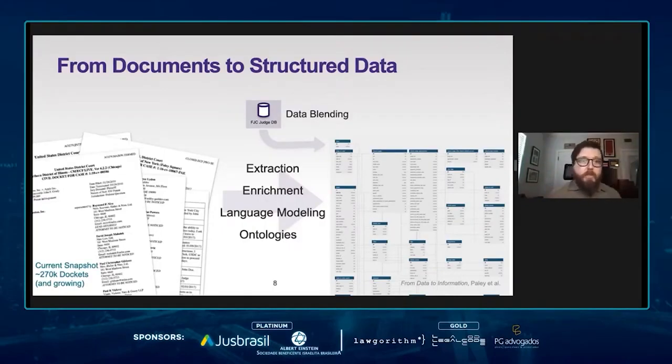But documents to structured data, what are we starting from? We're starting from 270,000 case documents, case dockets, excuse me. If you're not familiar with what those look like in the US, that's really just the overview of a case. So that's the district, the name of the case, the judge or judges, the parties, the type of suit, criminal or civil, the nature of suit, if it's civil, who are the lawyers involved, if the case is finished, what was the date terminated, and what was the outcome.